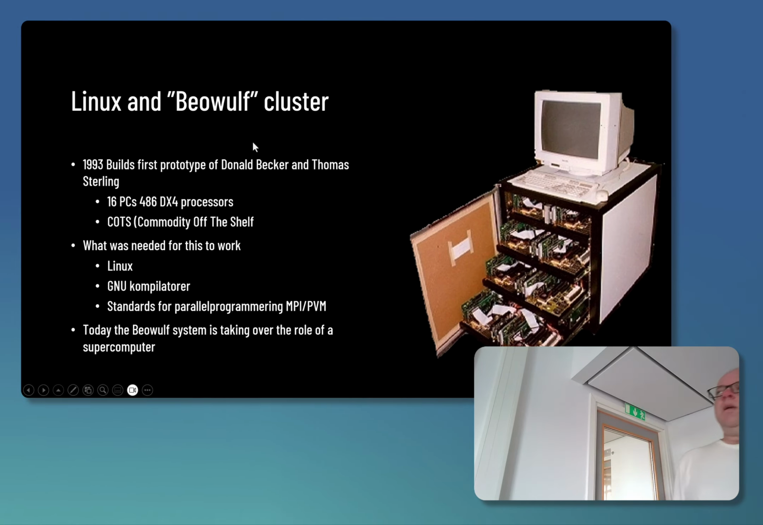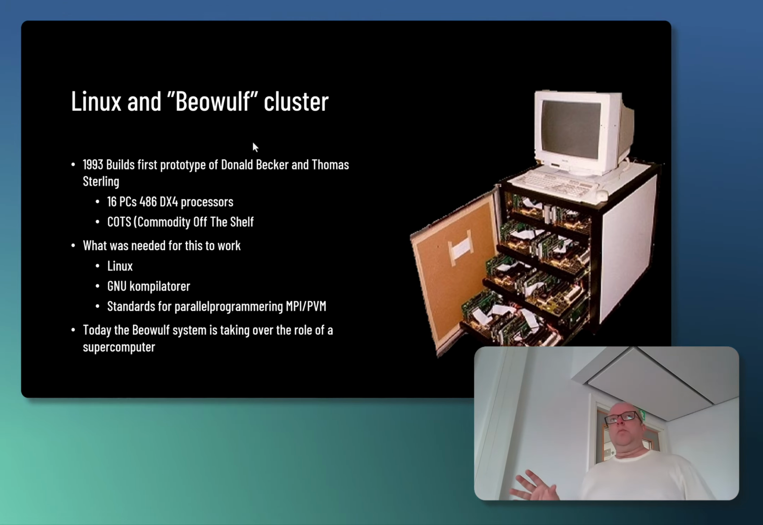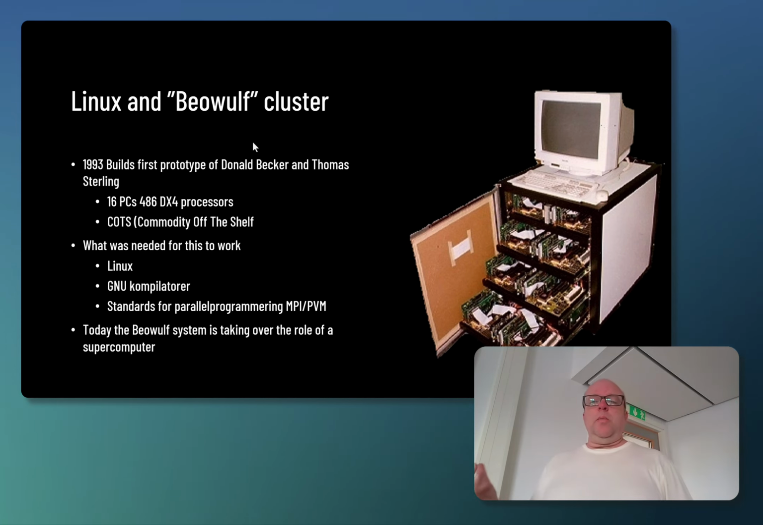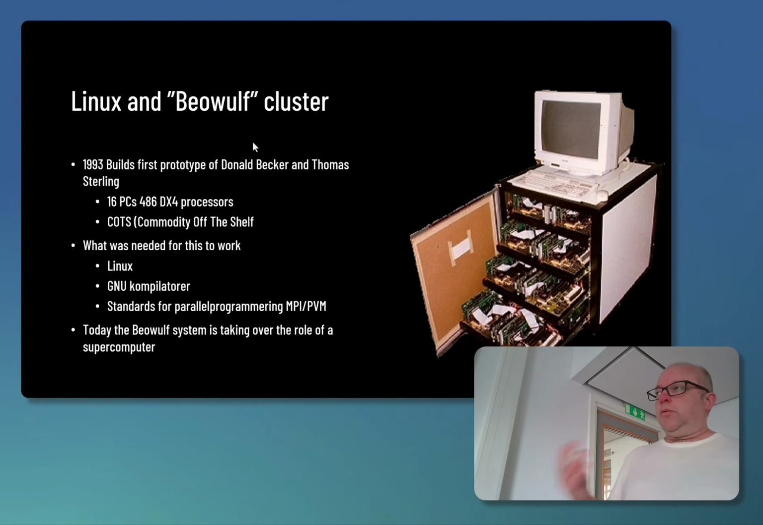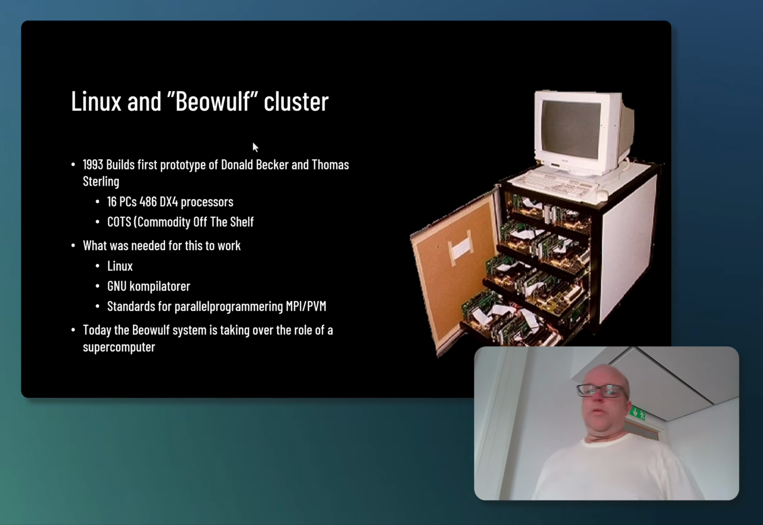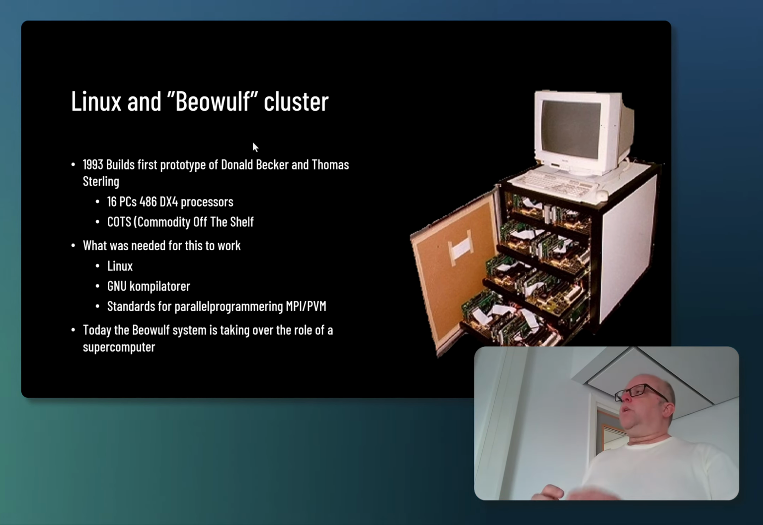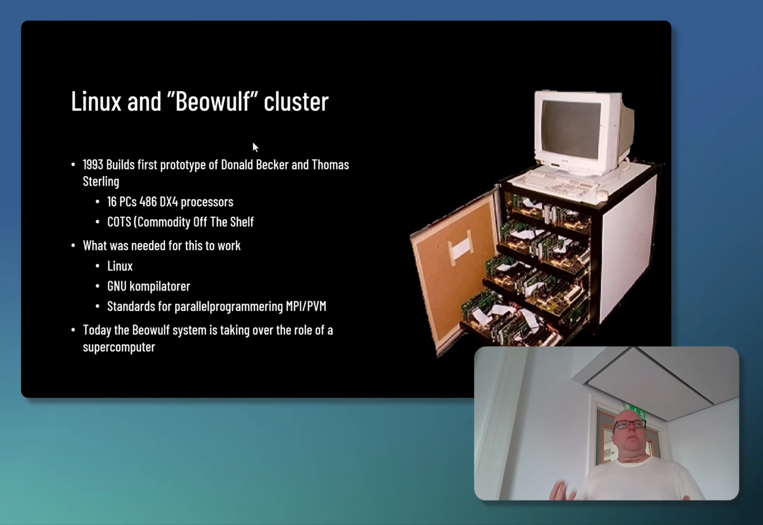And in 1993, Donald Becker and Thomas Sterling actually tried this. So in 1993, Linux was quite new, but it could be installed on normal PCs with 486 hardware. And what also enabled this revolution is that the compilers for compiling your software were free. The Linux operating system was free, and you didn't have to have a graphical desktop or anything. You could just run a basic operating system on a server just to be able to run computations.